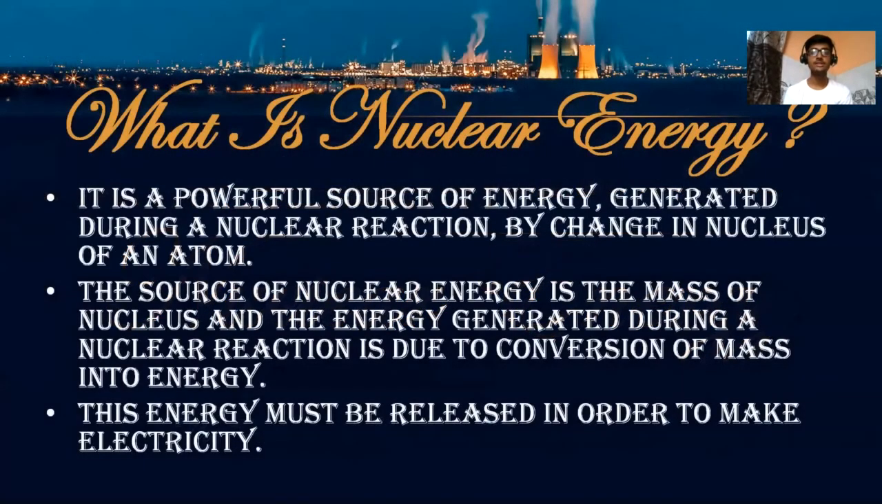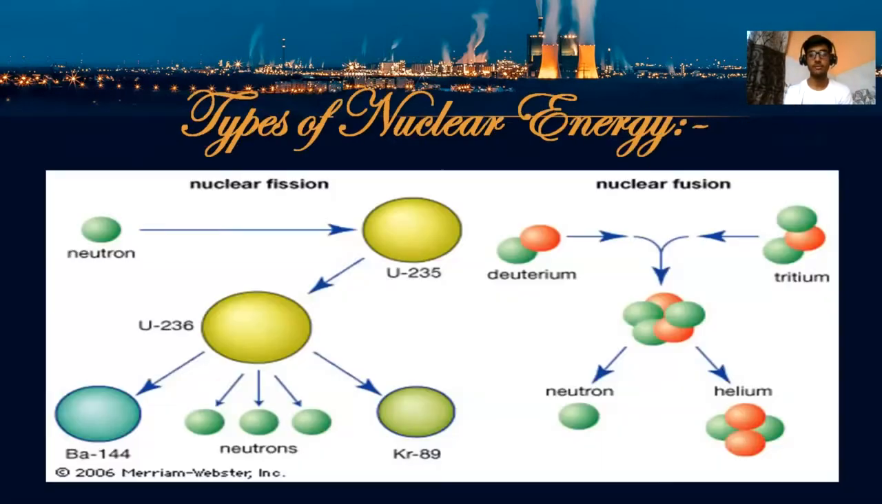So the main question is, what is nuclear energy? Basically, it is a powerful source of energy which is generated during a nuclear reaction by the change in the nucleus of an atom. The source of nuclear energy is the mass of the nucleus, and the energy generated during a nuclear reaction is due to the conversion of mass into energy. And this energy must be released in order to make electricity.